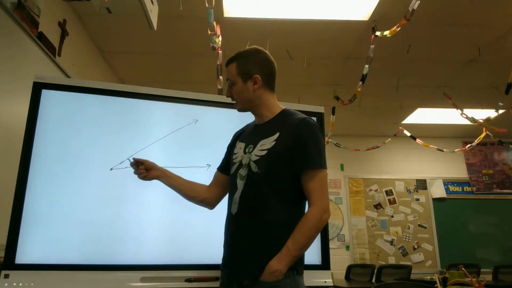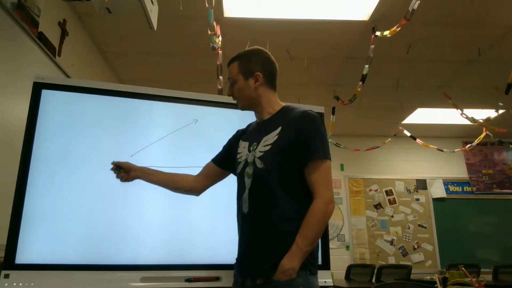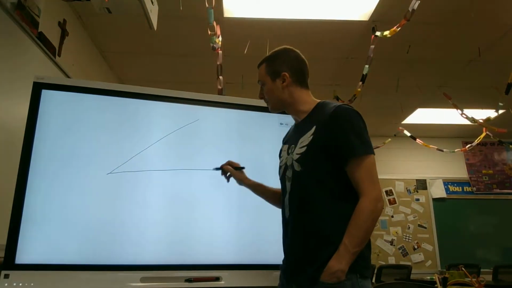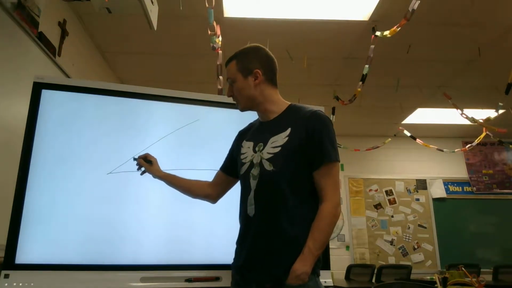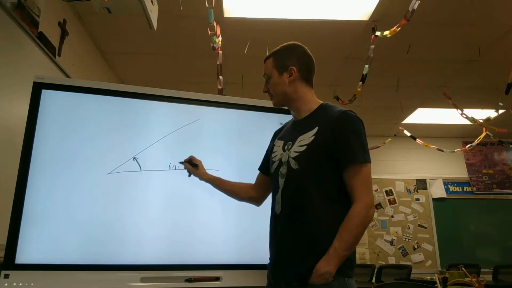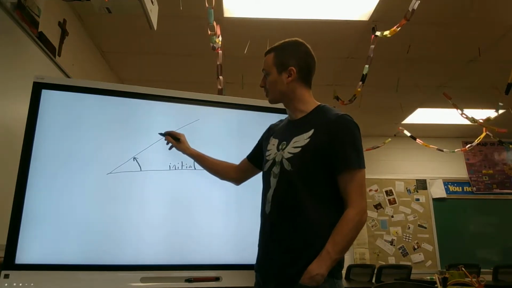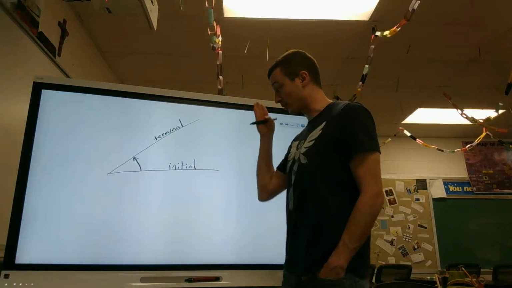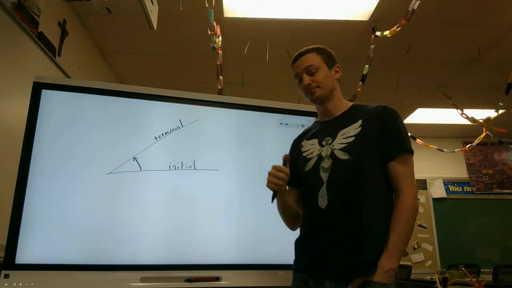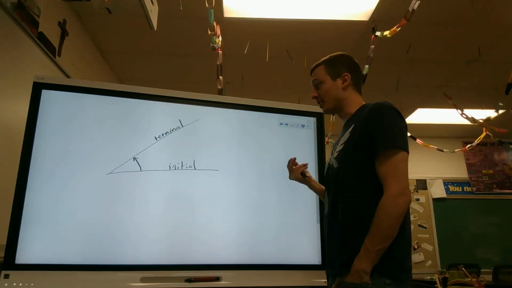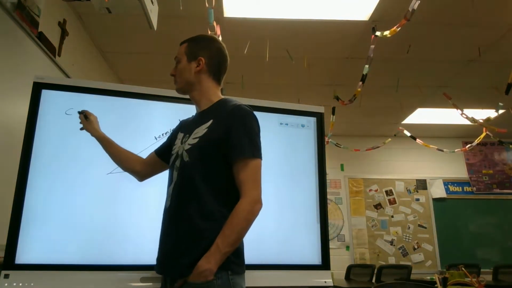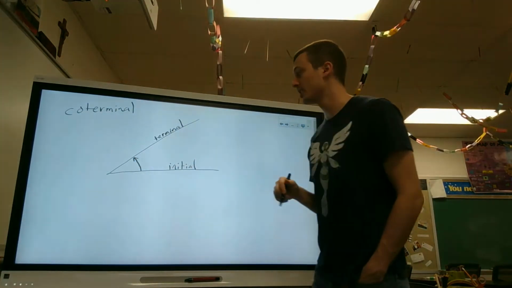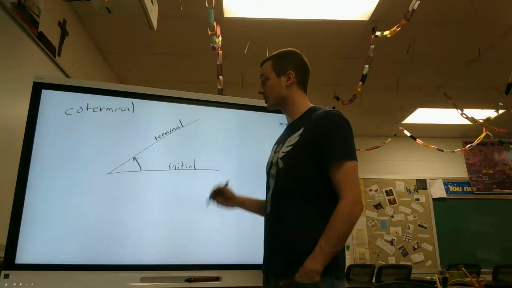So if we're measuring the angle from, I should draw this all over again, because now we don't really care that they're rays. If I'm measuring from here to here, this is called the initial side, and this is called the terminal side. So the angle starts on the initial side and it ends on the terminal side. So there's this thing called coterminal, and coterminal means it shares the same initial side and the terminal side.